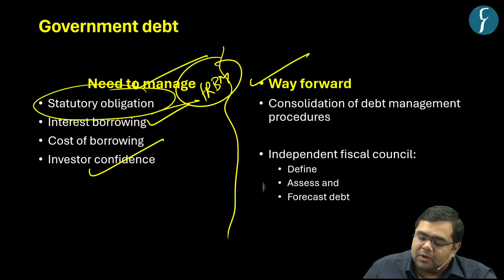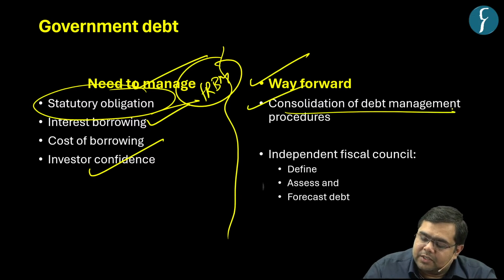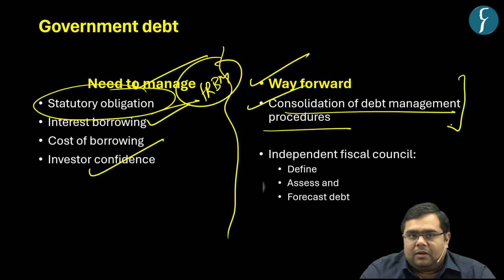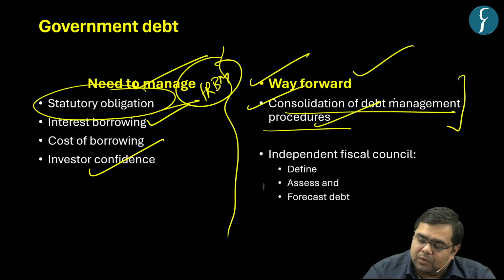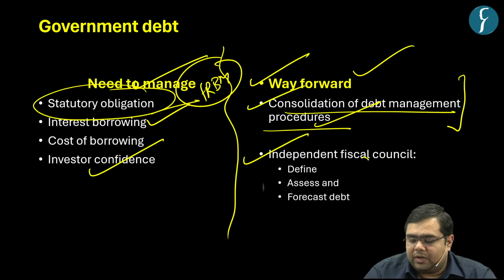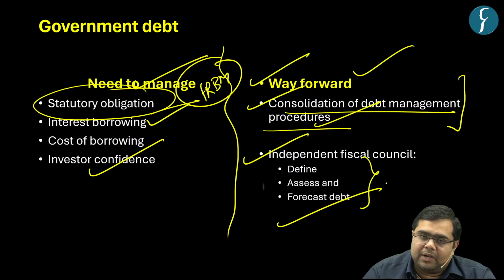In a brief manner, we would discuss that the first step is consolidation of debt management procedure. By consolidation we mean that various states as well as the center have their own debt management procedures. Again, one of the issues that was taken up by Gaurav sir on Saturday was similar, the management of debt or guarantees. So a uniform procedure for consolidation of debt management is to be put forth, and then there is a recommendation to build an independent fiscal council to define, assess, and forecast public debt, right?